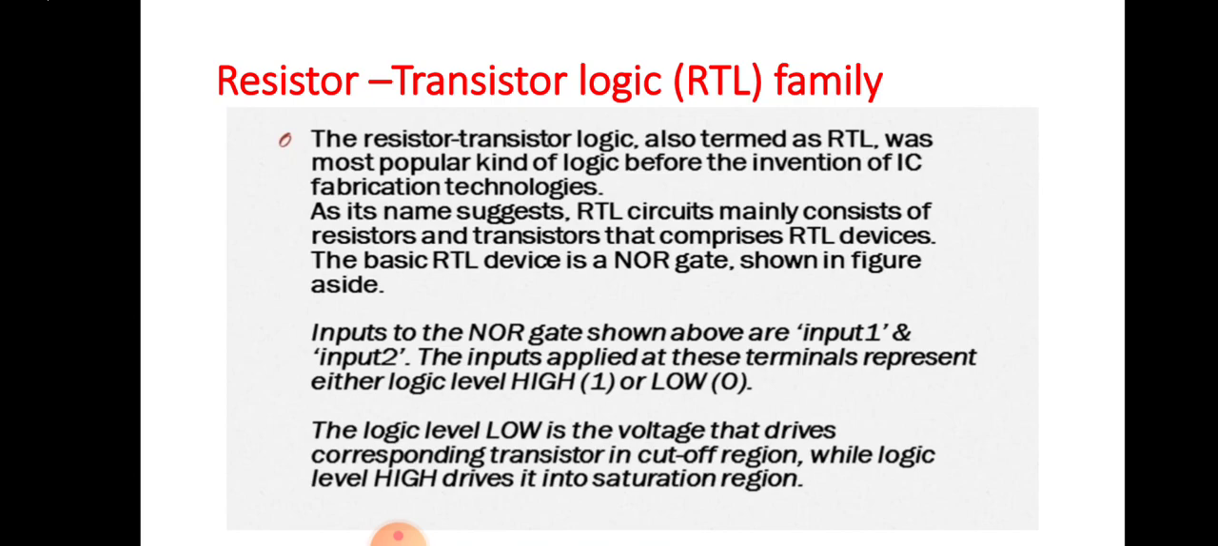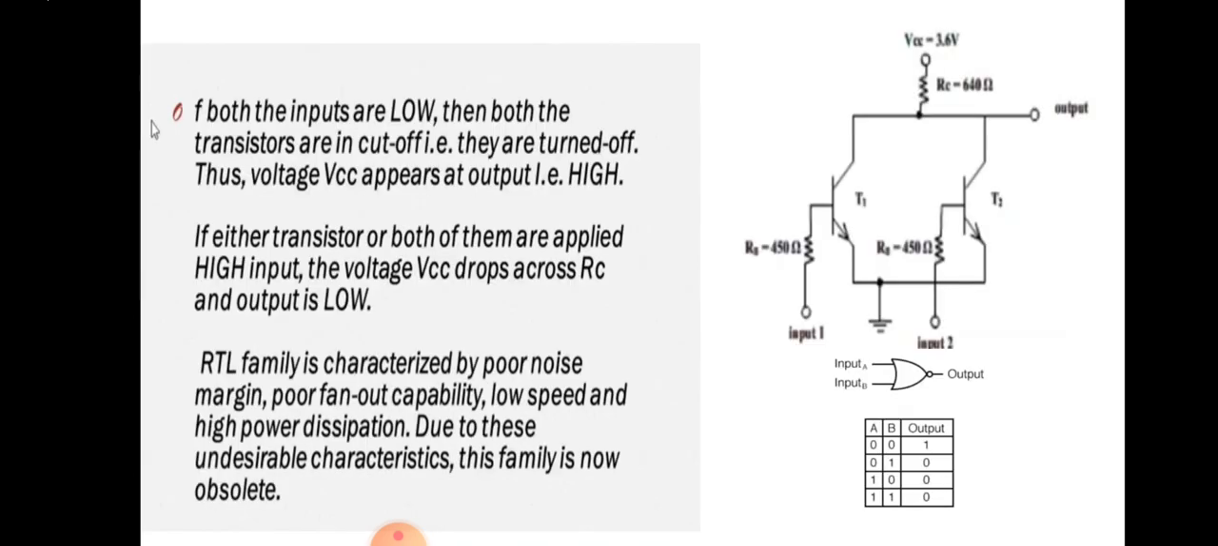So now we will see how the complete circuit works. Here the circuit diagram is shown where there are two transistors T1, T2, input 1 and input 2, and the VCC which is connected to the RC and the output. And there is one ground between input 1 and input 2. Now the conditions. The first condition is if both the inputs are low, then both the transistors are in cutoff, that is they are turned off. Thus voltage VCC appears at the output, that is high.